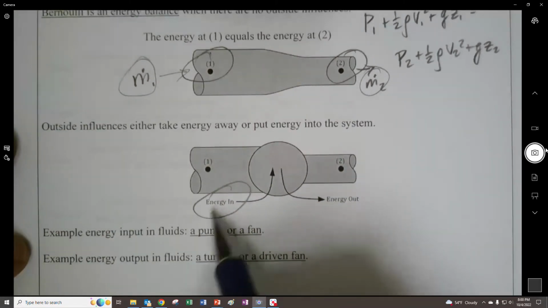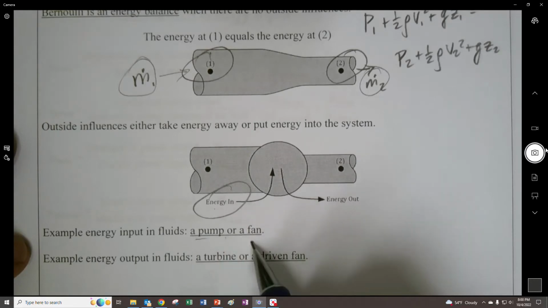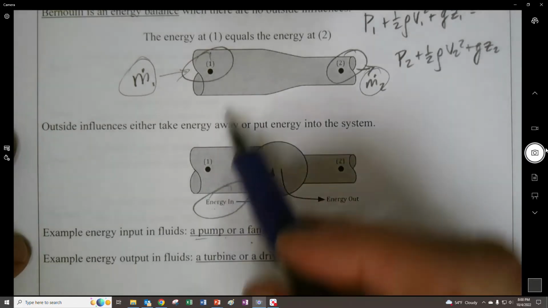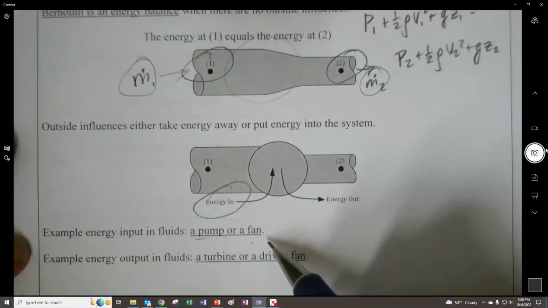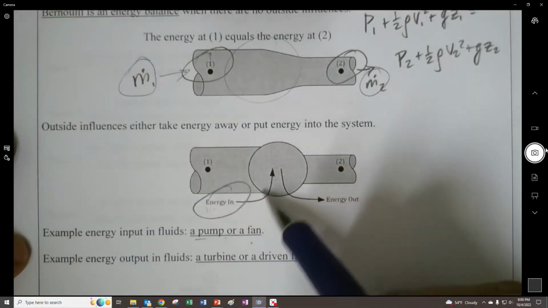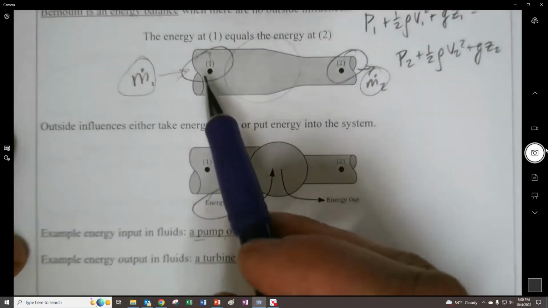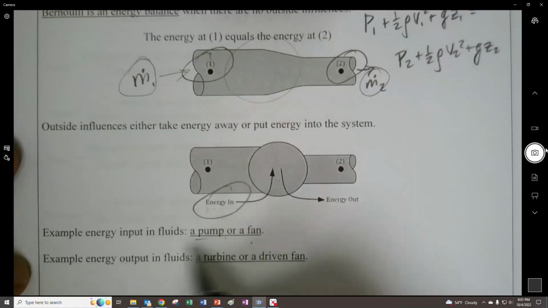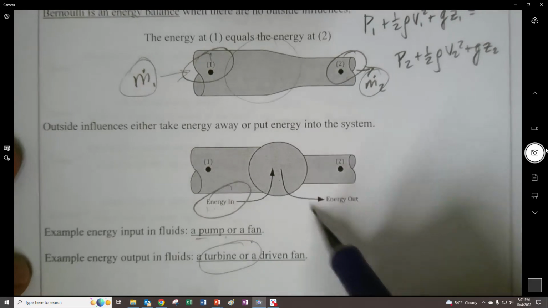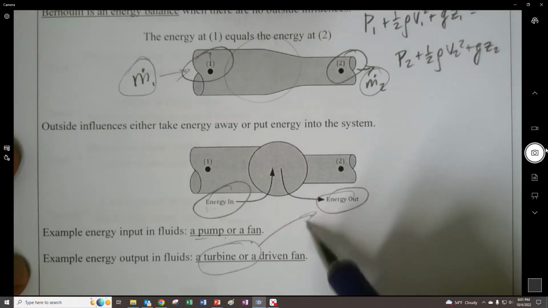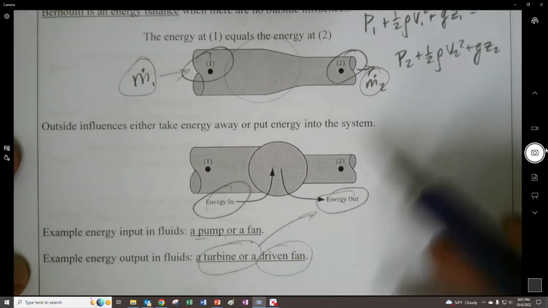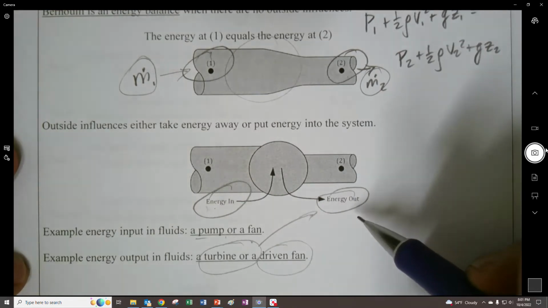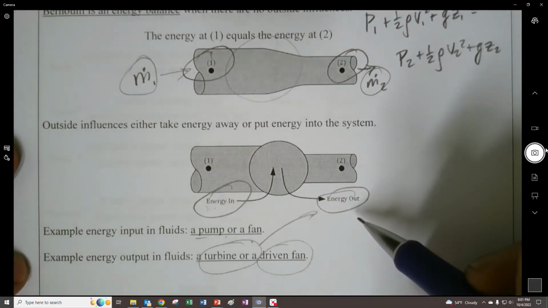One of the ways that we do this is we could have a pump or a fan that we include inside the control volume. They could add energy in and increase the energy from state 1 to state 2. Or we might actually take something out, like we could have a turbine. They could steal energy out, or maybe a driven fan. We can also have losses.